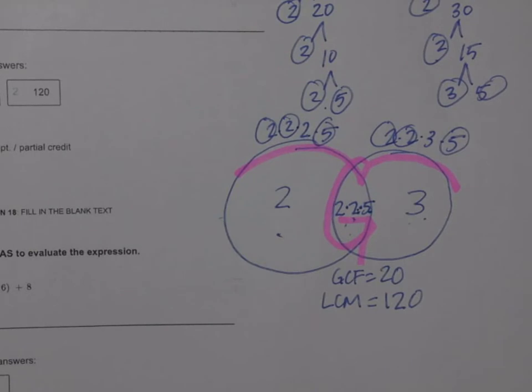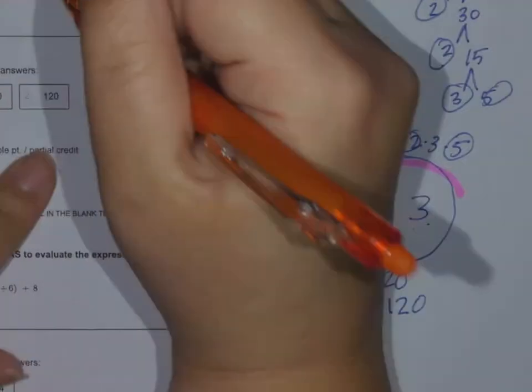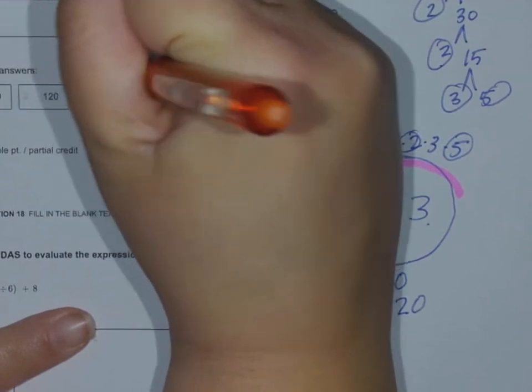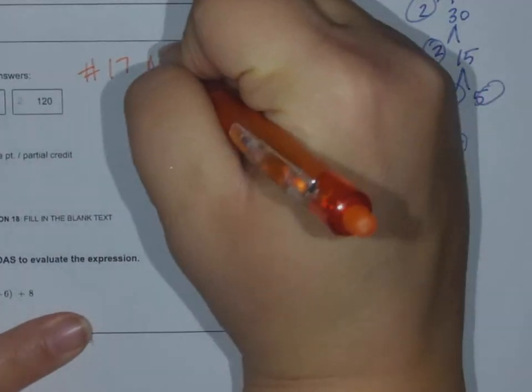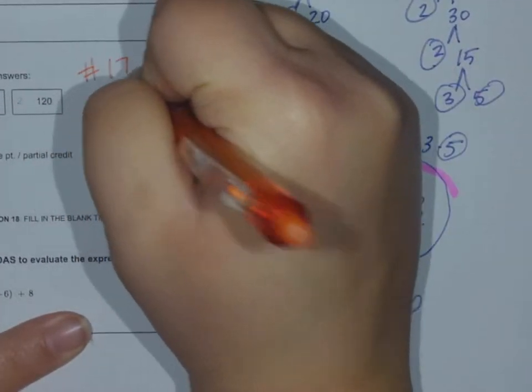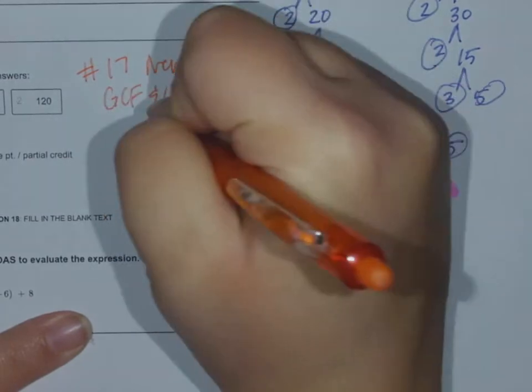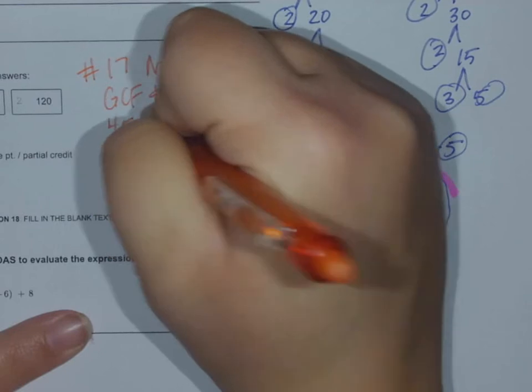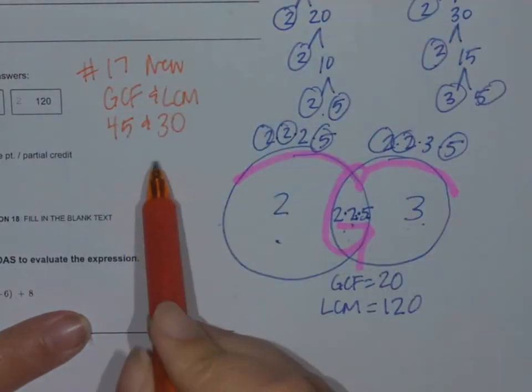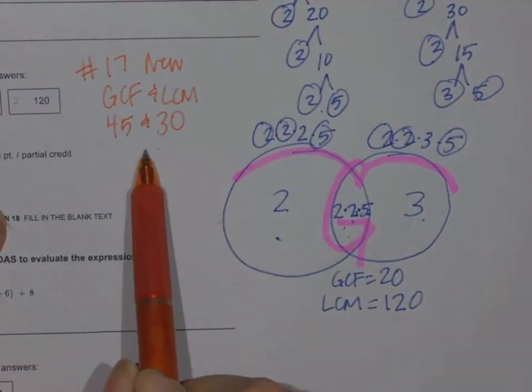Okay, if you missed the GCF LCM number, I would like you, for your new problem, this is number 17 new, to find the GCF and LCM of, let's do 45 and 30. Okay, so if you missed that, go ahead and try this one.